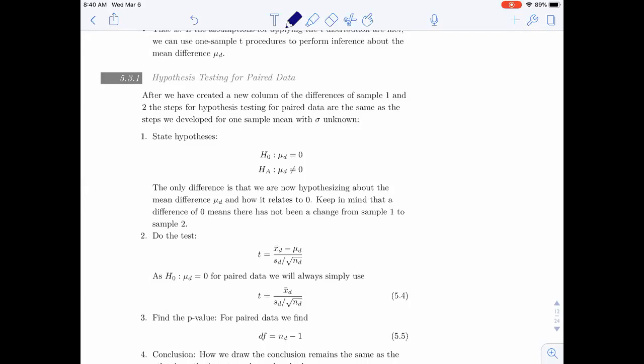So what you'll notice for matched pairs is all I've done is tack on a little subscript D everywhere, right? Mu subscript D, X bar subscript D, S subscript D, N subscript D. And your degrees of freedom, because you just have one sample of differences, you take your sample size of the differences minus 1.